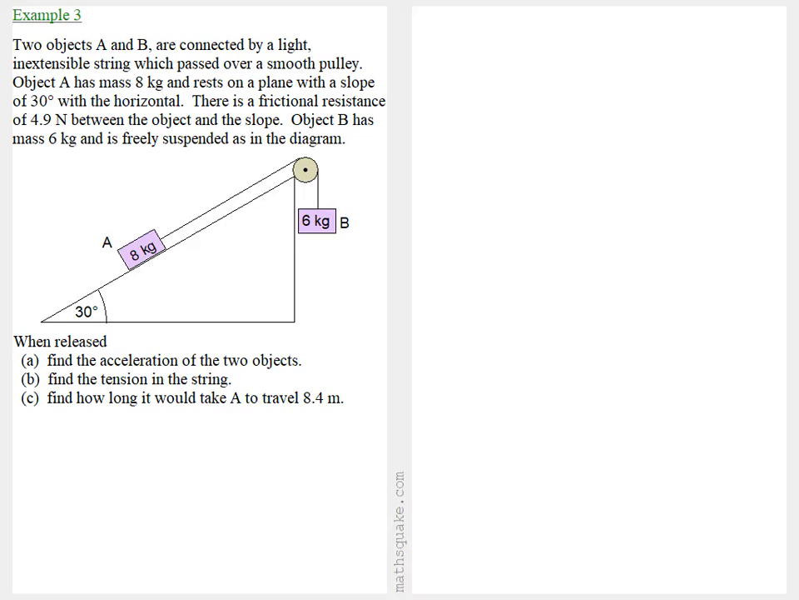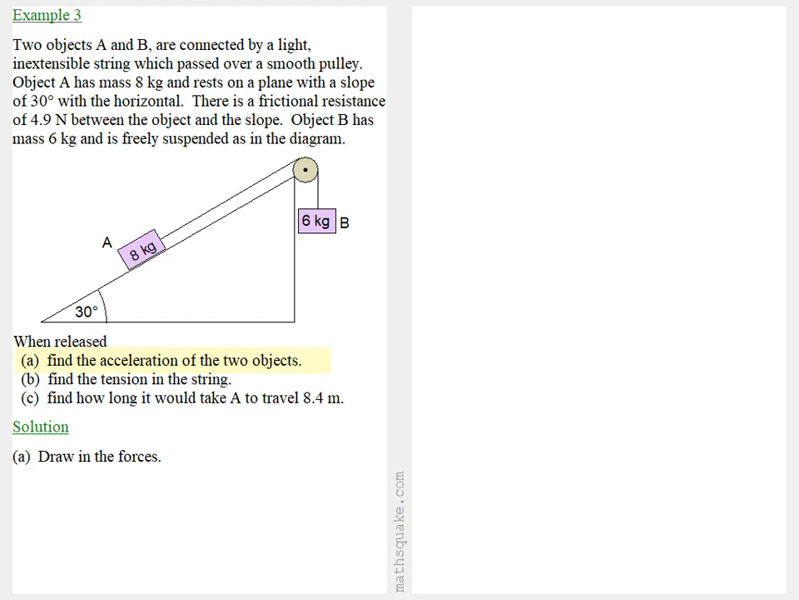When released, in part A we're asked, find the acceleration of the two objects. To solve this, first we need to decide which way the two objects are going to move. Although the 8 kilogram weight is the heavier weight, it's on a slope, so it's likely to move up. Now we can draw in the forces.